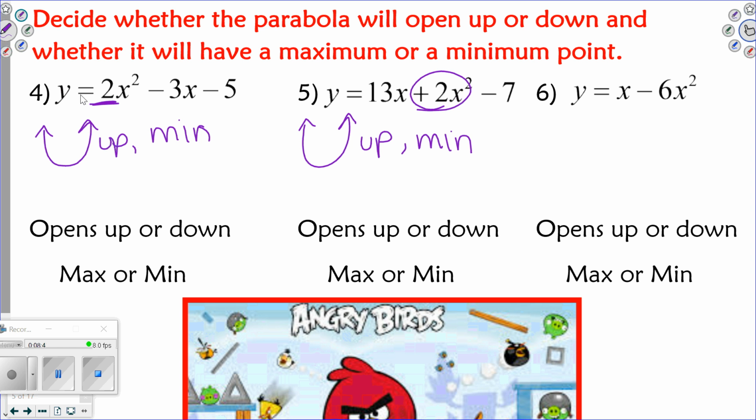What about number 6? It's going to be down because this value is negative, so it's going to look like that. So down. And the vertex is the maximum. And I realize I had that on there where you could have circled it, but I just wrote it off. I got excited. All right, so just by looking at the graph, looking at your A value, you know whether it opens up or if it opens down. Okay? So you should be able to tell me that.